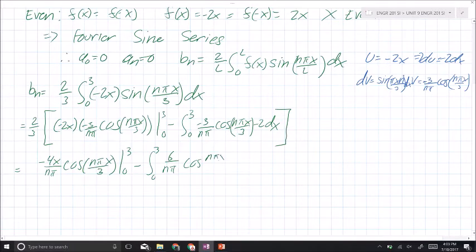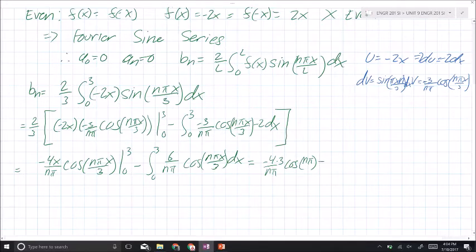Cosine n pi x over 3 dx. All right. So now I'm going to go ahead and evaluate the first term and integrate the second term. So that should be negative 4 over n pi times 3 cosine of n pi x over 3. So I was going to write it as n pi, and we can do minus 0, but I know that term's going to be 0, so just have an x on the outside, so it'd be 0 times the cosine. So we're going to go ahead and just leave it as 0.